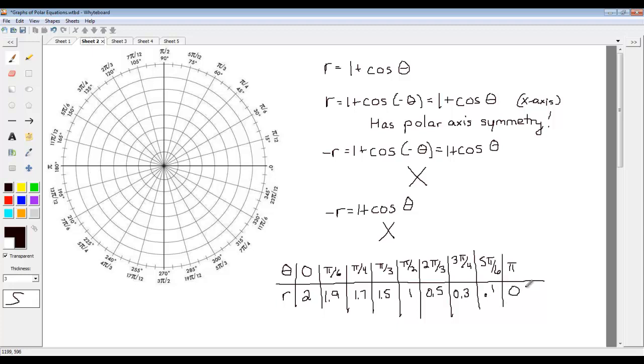We can actually stop there because we know about the symmetry. Alright, 0, 2. Down the 0 line, go out to 2. Here you go. Pi over 6, we're going to go out to 1.9. Pi over 4, we're going to go out to 1.7. Pi over 3, we're going to go out to 1.5. Pi over 2 will go out to 1.